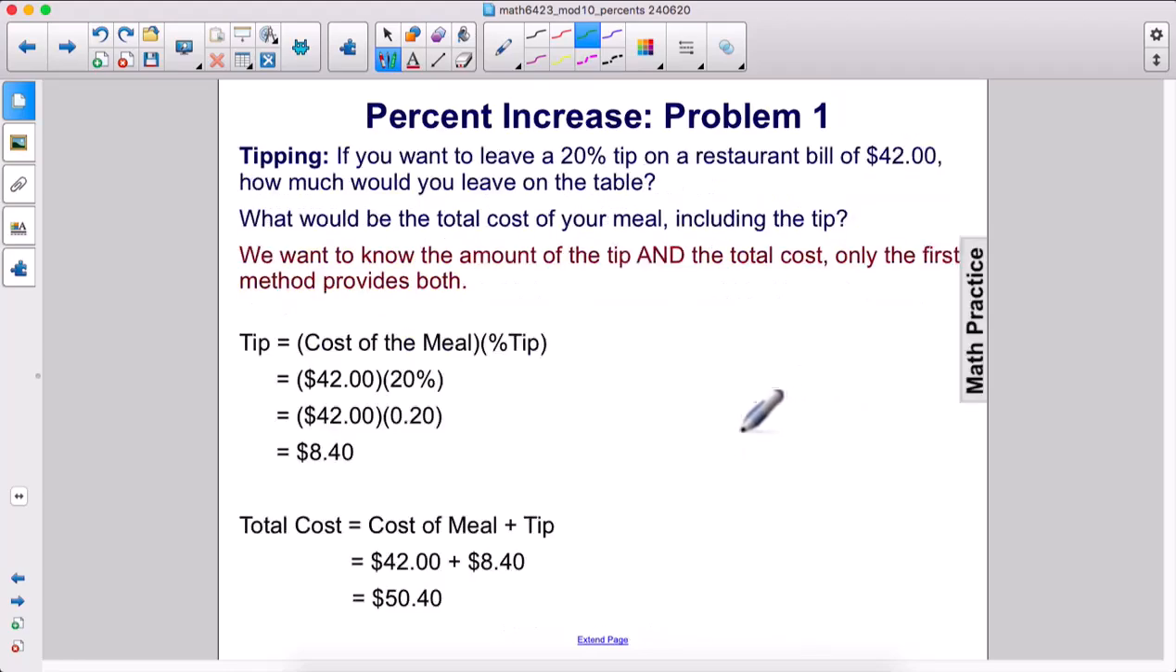Since we want to know both the amount of the tip and the total cost, we need to use the first method. To find the tip, we take the cost of the meal and find 20% of it. So multiply 42 by 0.2 and we get $8.40. That's the tip. To find the total cost of the meal, take the cost of the meal and add the tip. So 42 plus $8.40 gives us $50.40.